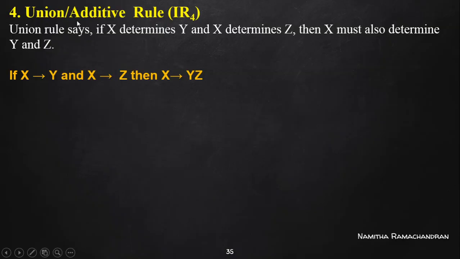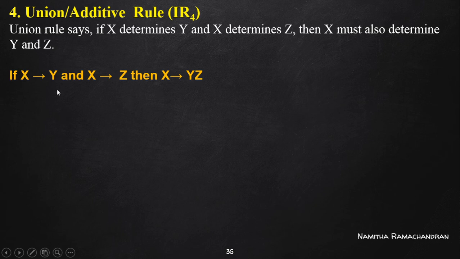Next one is about the union or additive rule. This is simply an addition of different dependencies. That means X, Y and Z are three different sets of attributes in a given relation R. If X implies Y is a valid dependency in the given relation, and X implies Z is again a valid dependency, then X implies both Y and Z. These two functional dependencies get added together to form a single dependency.